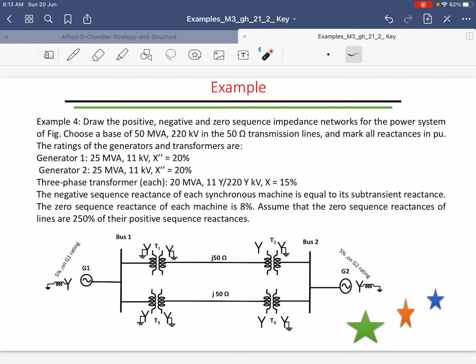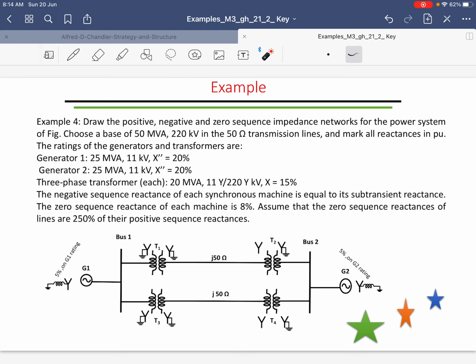With all the data given here, you have to draw the positive, negative, and zero sequence network for this diagram, taking a base of 50 MVA and 220 kilovolts in the 50 ohm transmission line. Based on this base quantity, the first step is to convert the positive, negative, and zero sequence values of all the components in the power system. Then you draw the positive, negative, and zero sequence network.